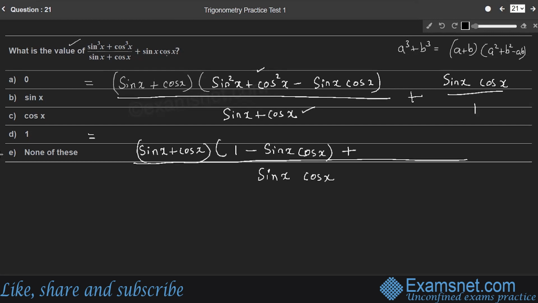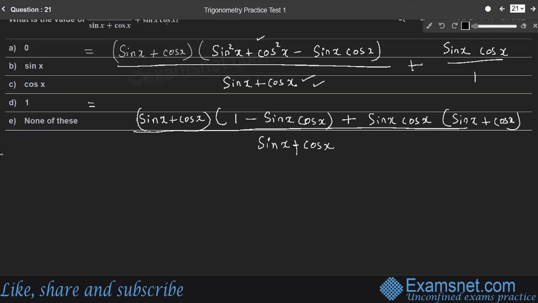Plus, in the second term, we have sin x into cos x, which is multiplied by the denominator of the previous term, which is sin x plus cos x. So we have in the denominator sin x plus cos x, it is not into sin x plus cos x. So in the numerator, we have sin x plus cos x as a common term. So we'll take out sin x plus cos x, and the remaining term is 1 minus sin x into cos x.